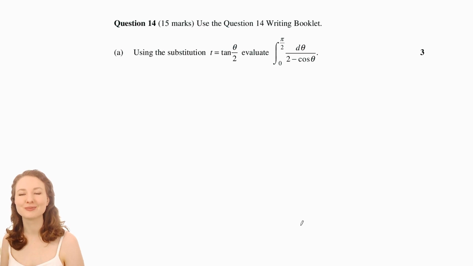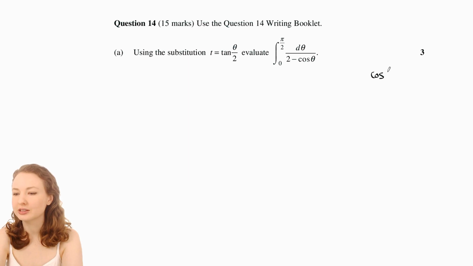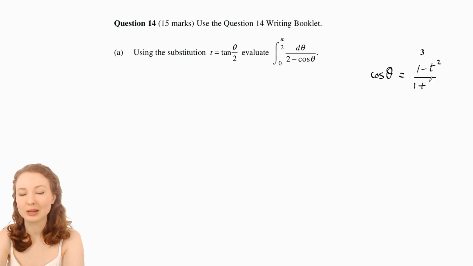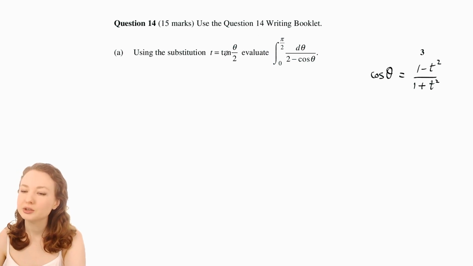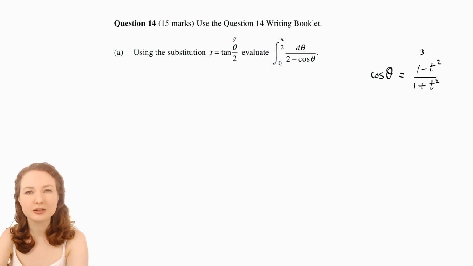Question 14. So for this one, what you need to know is that cos theta is (1 minus t squared) on (1 plus t squared), where t is tan(theta on 2). And to do the substitution, we need to work out d theta in terms of t. So let's differentiate this.